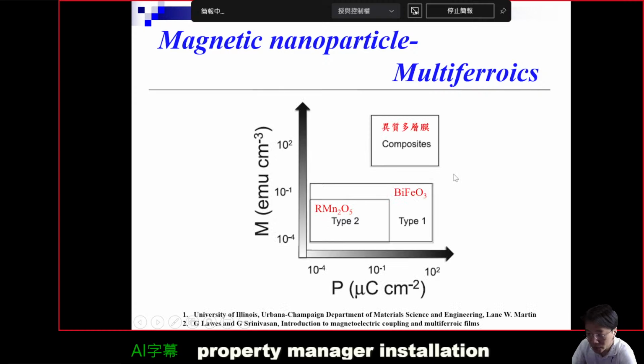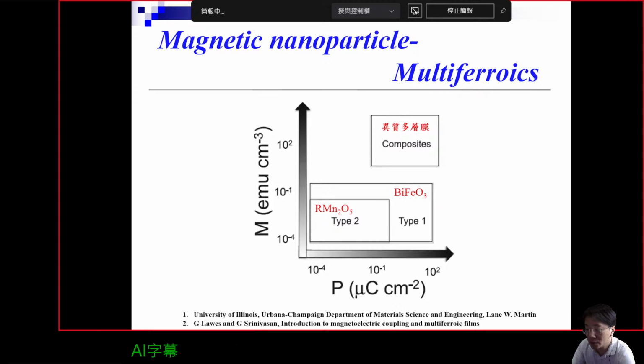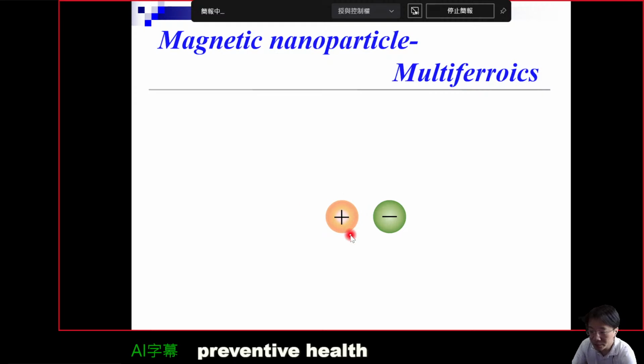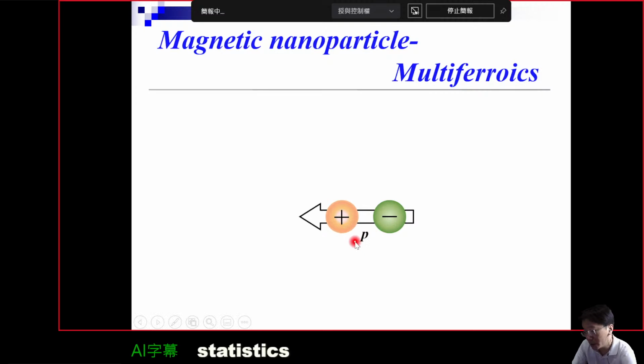Okay, before we further introduce this kind of material, let me demonstrate why multiferroics are so important. In the beginning, I just recall some basic knowledge that you already learned in general physics. If we have a positive charge and a negative charge, with a distance between these two charges, they will form a so-called electric dipole.